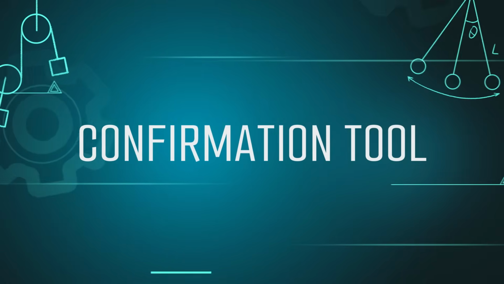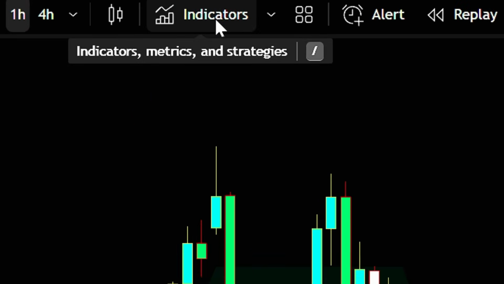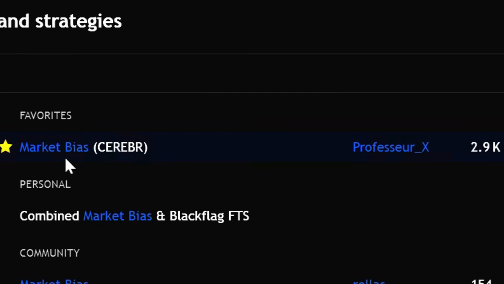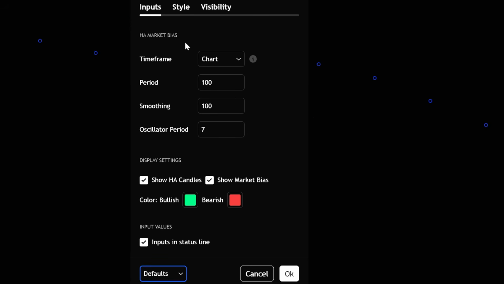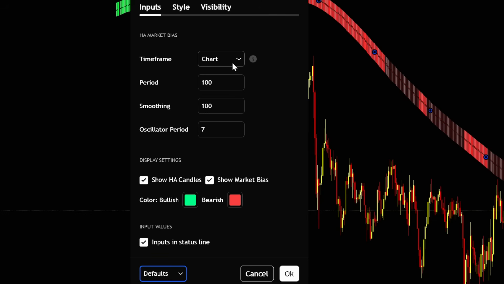The indicator we use for confirmation is called market bias. Just search for it and add it to your chart. But as soon as you add it, there's one really important change you have to make. In the settings for market bias, you'll see an option for time frame. This is a multi-time frame indicator, which is super powerful.